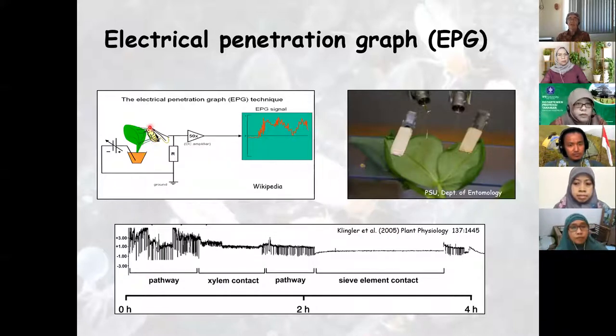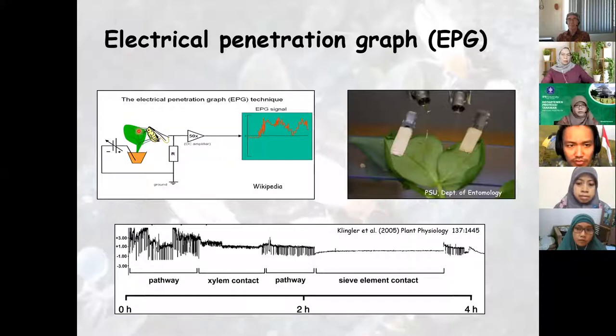Basically, an electrode is placed on the insect through a circuit and earthed into the pot. And the conductivity through the insect stylet is measured on a graph. As it reaches different parts of the plant cells, the mesophyll cells, the xylem, the sieve elements, you get different types of feeding patterns. And you can plot this against time.